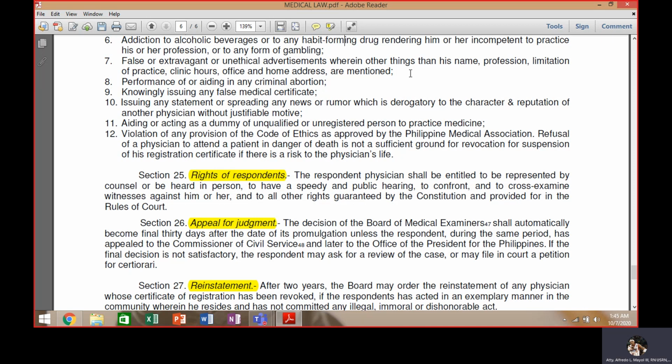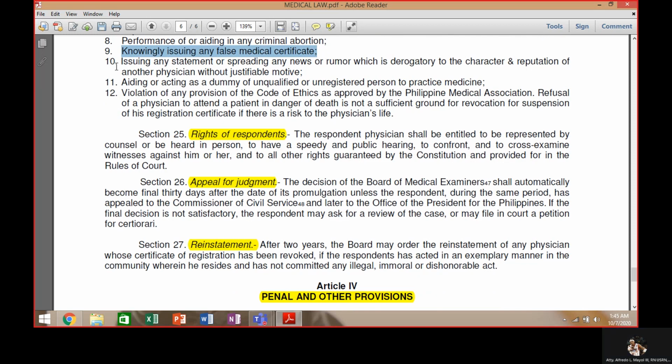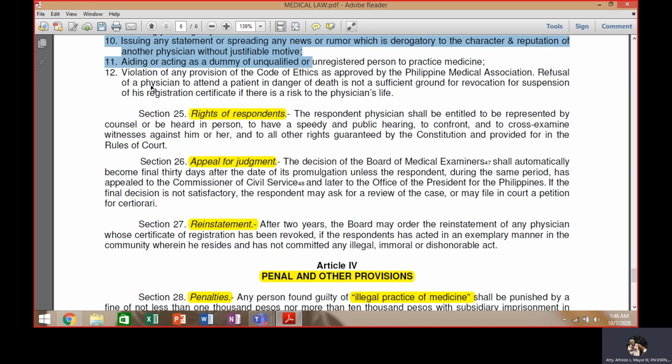Next, performance of or aiding in criminal abortion. Okay? In the Philippine setting, abortion is considered illegal. Okay? It is frowned upon by law. Next, knowingly issuing any false medical certificate. Very common in our practice. However, this is a violation of the conduct of the medical profession, and your license can be revoked if proven. Next, issuing any statement or spreading any news or rumor which is derogatory to the character and reputation of another physician without justifiable motive. Okay? That's self-explanatory.